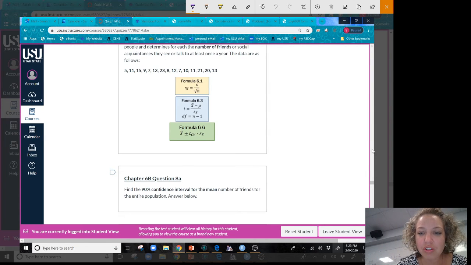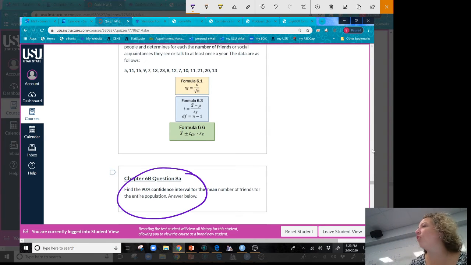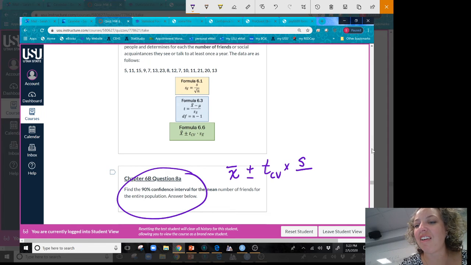Okay. So to do the confidence interval, what's the formula for the confidence interval? You take your best guess. What's our best guess? Our average, X bar, and we plus or minus our margin of error. How do we make our margin of error? T critical value times standard error. Now we have all our pieces.